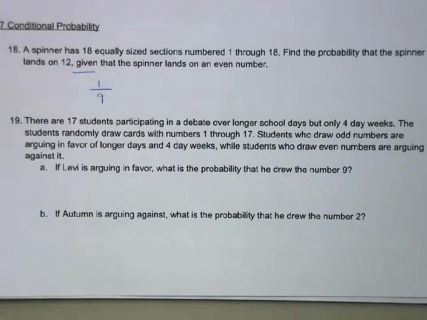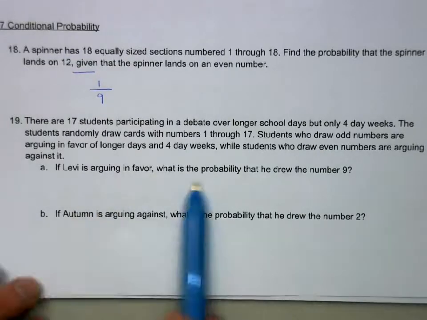All right, there are 17 students participating in a debate over longer school days and only 4-day weeks. The students randomly draw cards with numbers 1 through 17. If you draw odd, you are arguing in favor of longer days and a 4-day week. If you draw even, you are arguing against. So if Levi is arguing in favor, what is the probability that he drew a 9?